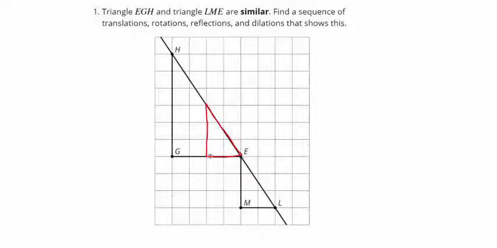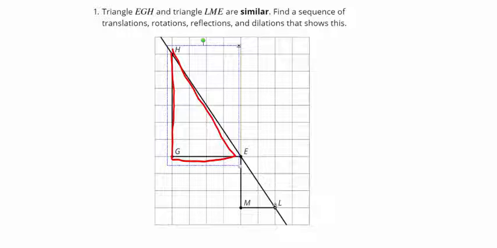and now I can see this is 2 squares long, and the bigger triangle is 4 squares long. So if I dilate it with a scale factor of 2, it should be about the same size. Oops. Looks like I didn't draw that bottom line straight. So that one was just a translation and a dilation.